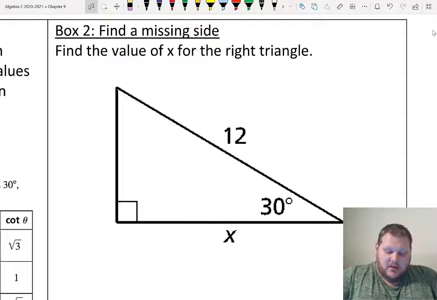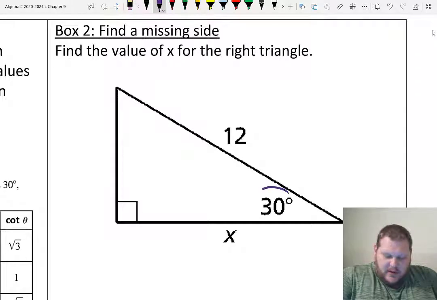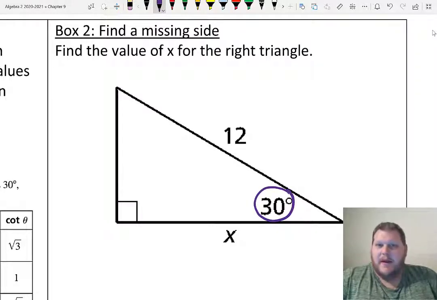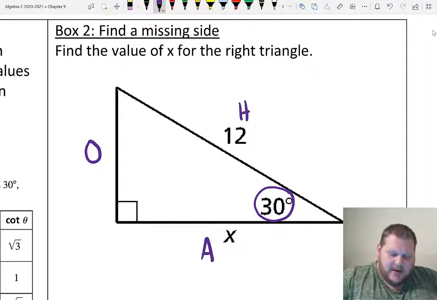But what I am given here is that 30 degrees in my triangle. This small angle on the right side is 30 degrees, which means I know the values of the trig ratios of a 30-degree angle. When solving for missing sides, I'm still going to pick an angle to be my theta. Obviously, the one we're given here is going to be my theta, so 30 degrees is the angle I'm focusing on. I'm going to label my opposite, my adjacent, and my hypotenuse. From 30 degrees, this would be my opposite, this would be my adjacent, and this is my hypotenuse.